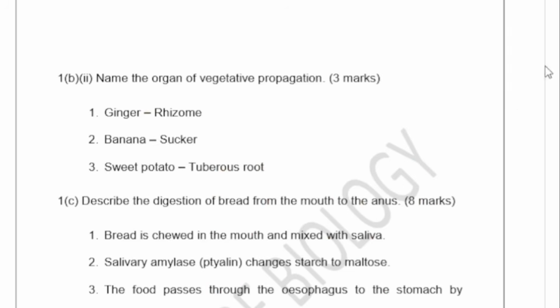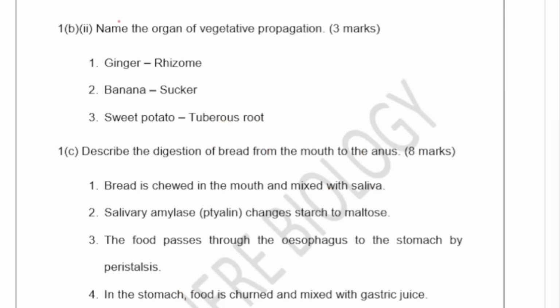The next one here is the vegetative propagation. In ginger, you have the rhizome. Banana uses the sucker, and sweet potato uses the tuberous roots. Okay, so take note of that.